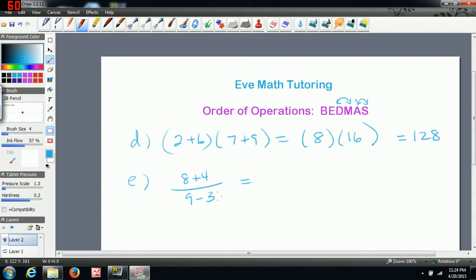So if you have a plus or a minus on either the top or the bottom, you can't actually go ahead and divide. So we can rewrite this as 8 plus 4, divided by 9 minus 3, and then we would actually evaluate these parts first. So that would be 12 divided by 6, which would be equal to 2.